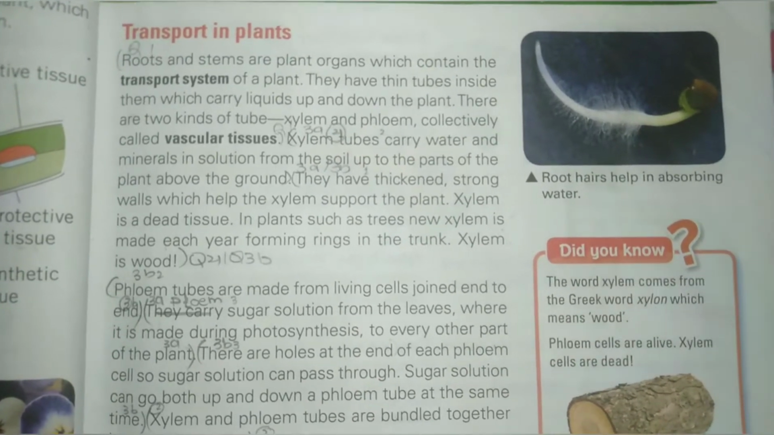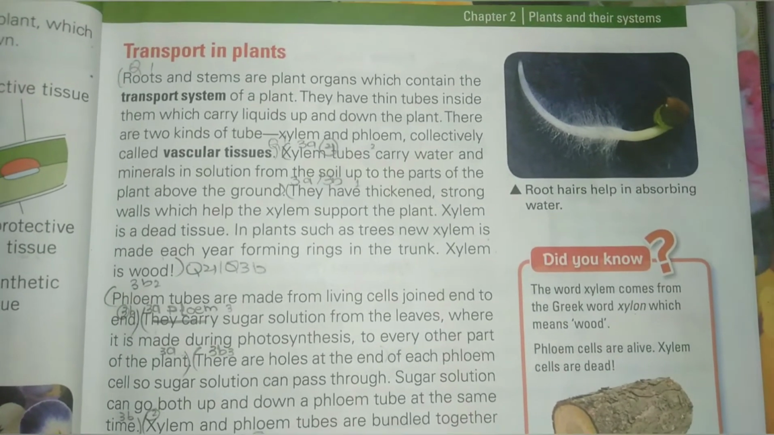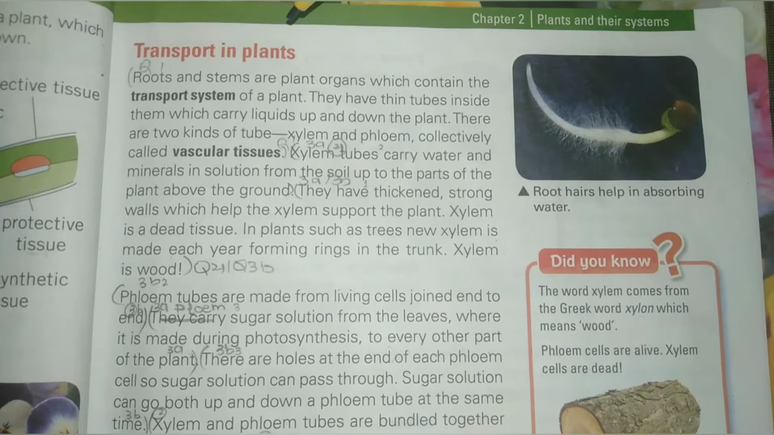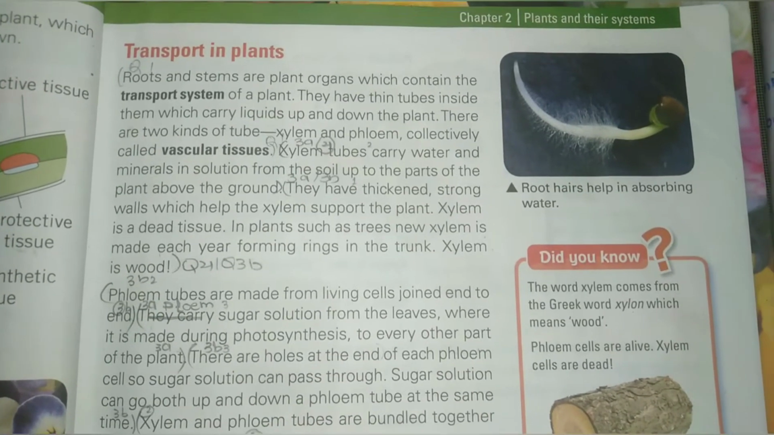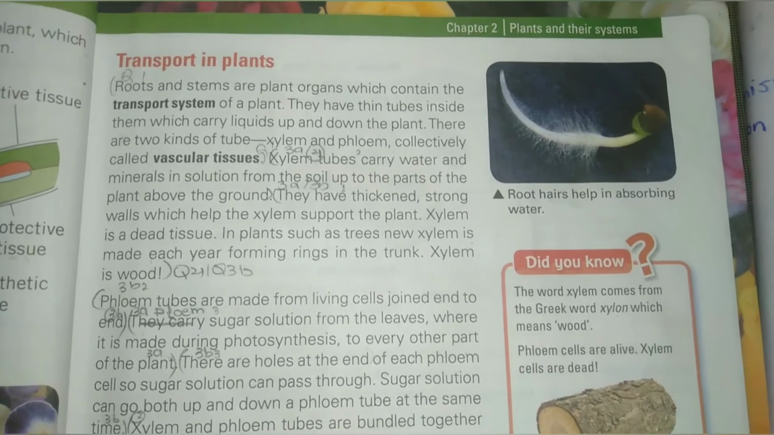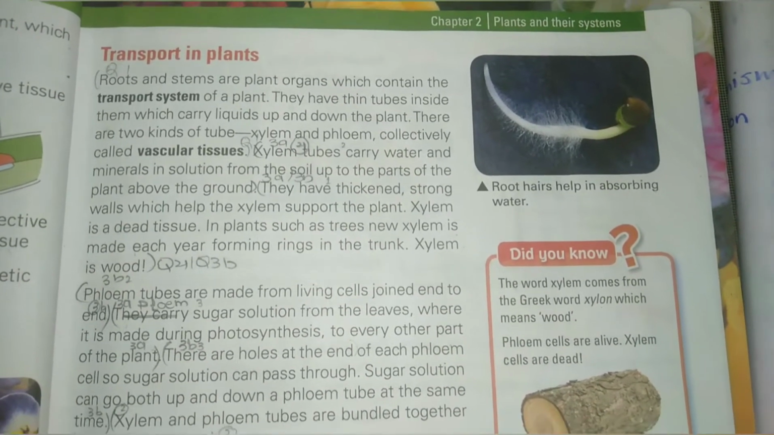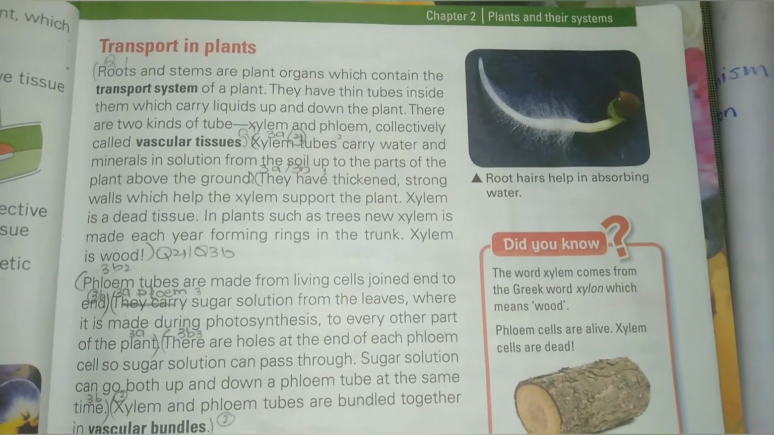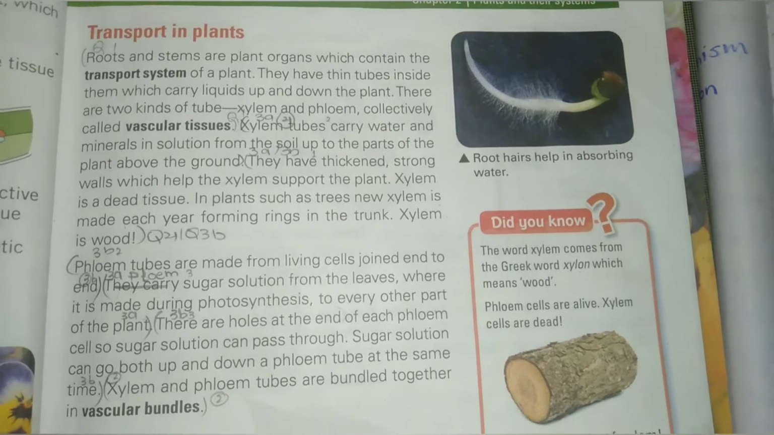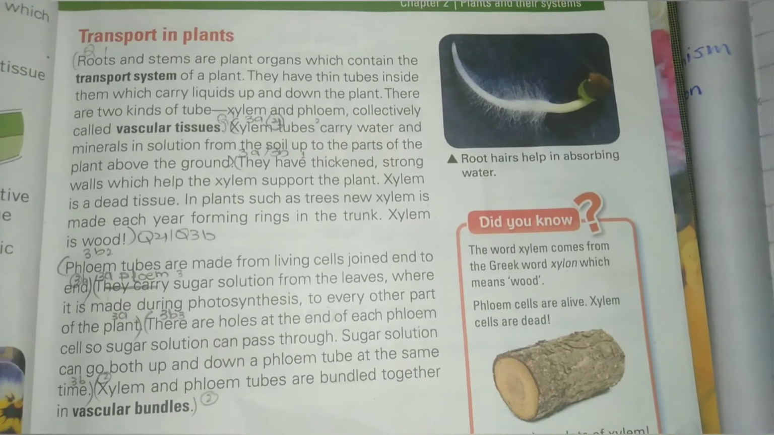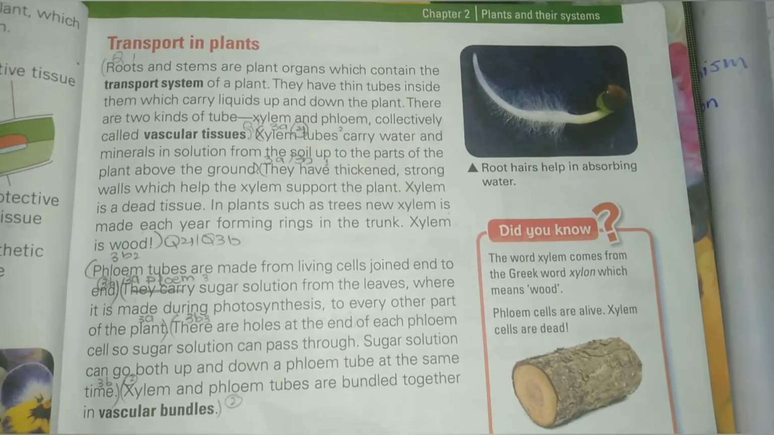As you know that we have started chapter number 2, plants and their system. Today our topic is transport in plant. Roots and stems are plant's organs which contain the transport system of a plant. The transport system of a plant has thin tubes which carry liquids up and down the plant. There are two kinds of tubes, xylem and phloem, and they are collectively known as vascular tissue.